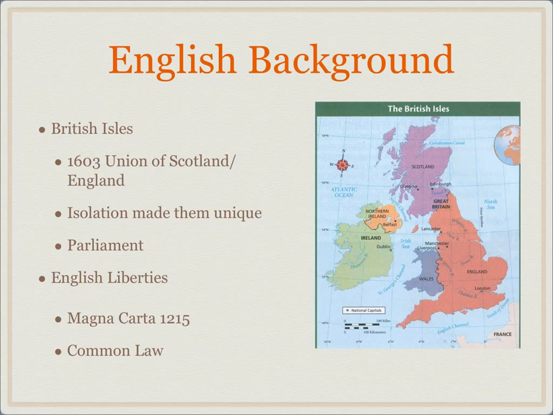Also, another thing that was unique about them was the fact that their king had limited power. Now, I'll talk about this a little bit more in class because it wasn't always that way. It grew out of a series of events, which we'll also talk about in this chapter. But it had Parliament, the House of Lords, the House of Commons, which helped limit the power of the king.